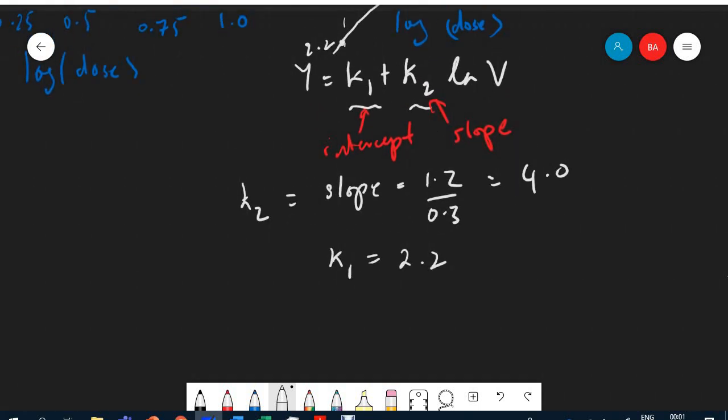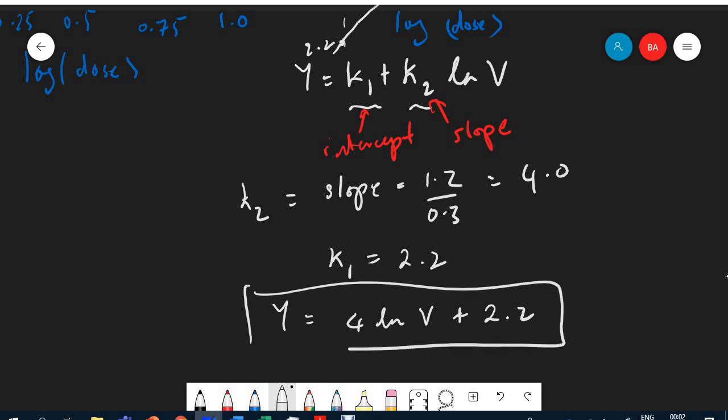So this is what we have as the value of k1 and k2, and then you're going to have your equation, which says that y is equal to 4 ln, the natural logarithm of a certain dose, plus 2.2. So that is our equation for the Probits. So that was all about that question.